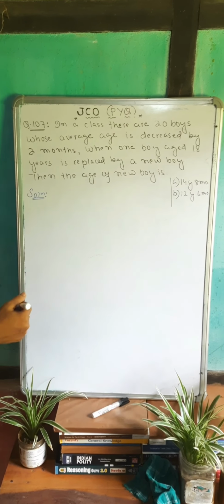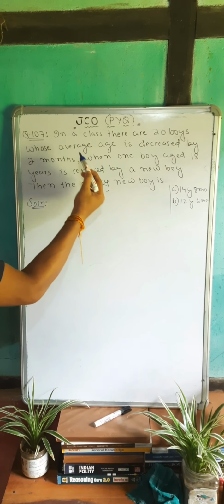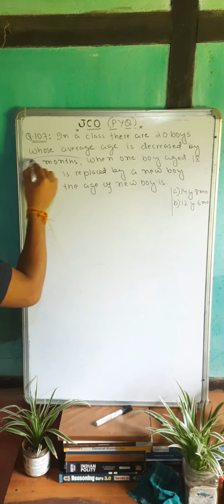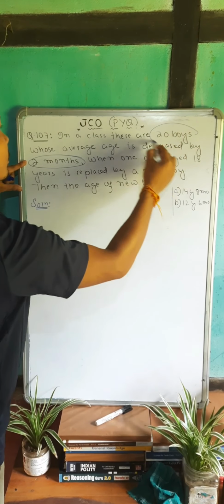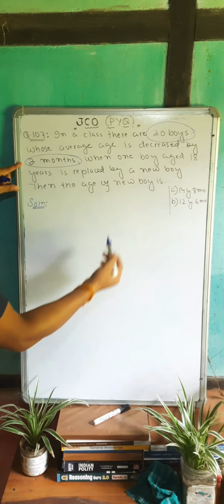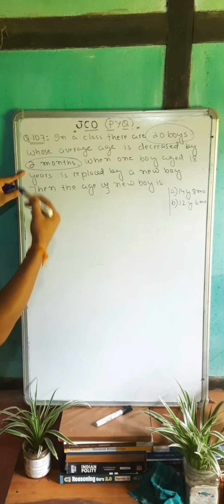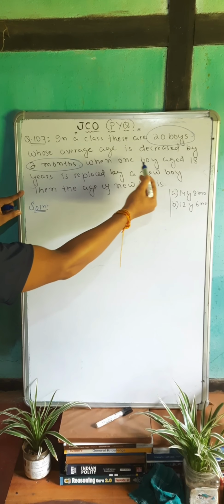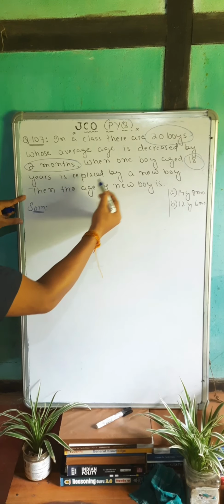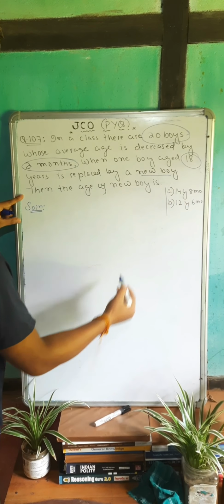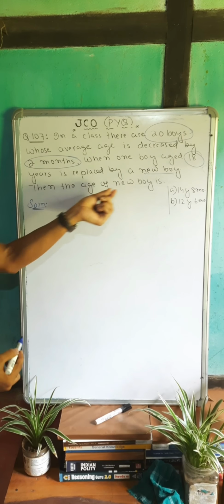So here is our second question. In a class there are 20 boys whose average age is decreased by 2 months. How many boys were there in class? 20 boys whose average age is decreased by 2 months when one boy aged 18 years is replaced by a new boy. Then what is the age of the new boy? We need to find the age of the new boy.